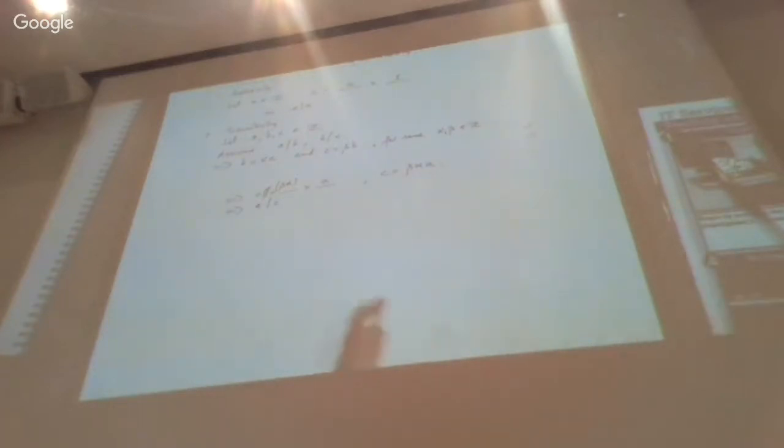Okay, so that's a proof of transitivity. We started off with two divisibility statements, A divides B and B divides C. We reached a conclusion that A divides C.